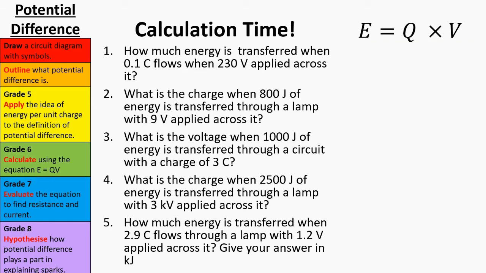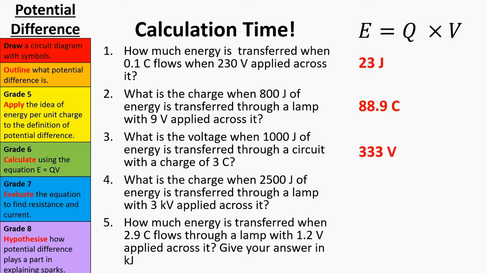So, here are your answers. Question 1. How much energy is transferred when 0.1 coulombs flows when 230 volts is applied across it? 23 joules. Question 2. What is the charge when 800 joules of energy is transferred through a lamp with 9 volts applied across it? 88.9 coulombs. Question 3. What is the voltage when 1000 joules of energy is transferred through a circuit with a charge of 3 coulombs?